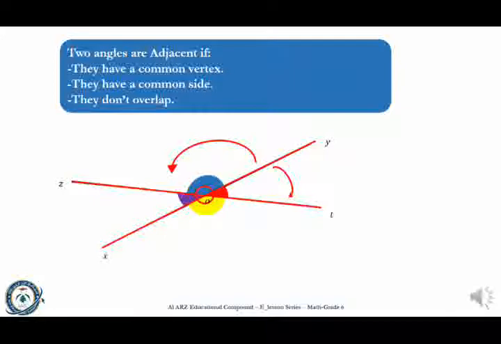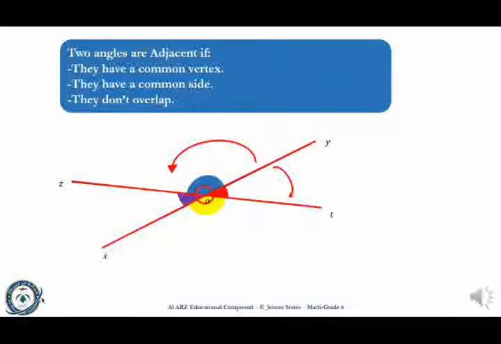YOZ and YOT are adjacent angles. Let us remember together the definition of adjacent angles. Two angles are adjacent if they have a common vertex, they have a common side, and they don't overlap. So they have a common vertex O, a common side OY, and they don't overlap. It means they are located on either side of the common side OY, one to the left and one to the right of OY.